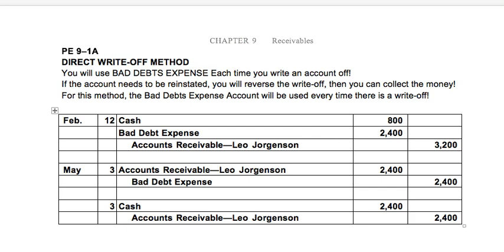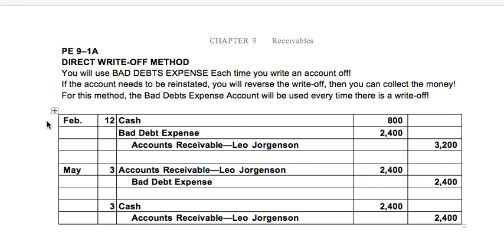Practice exercise 9-1A. These are the journal entries for the direct write-off method. You will use bad debt expense each time you write an account off. If the account needs to be reinstated, you will reverse the write-off, then you can collect the money. For this method, the bad debt expense account will be used every time there is a write-off.